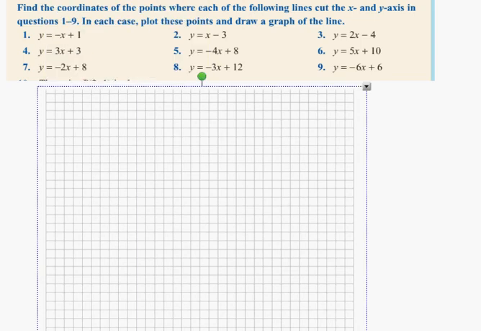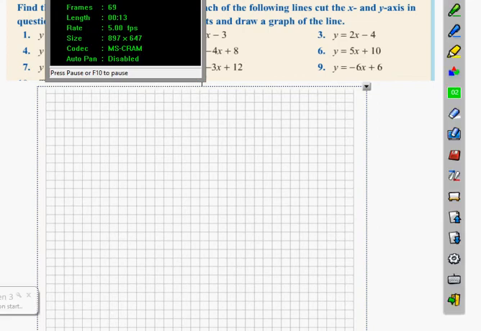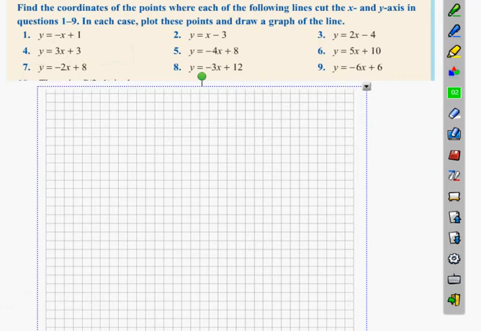Okay, so it says find the coordinates of each of the following lines, cut the x-axis and y-axis. In each case, plot these points and draw a graph of the line. Okay, so what we have here, guys, is we're going to figure out question 4 and question 7.